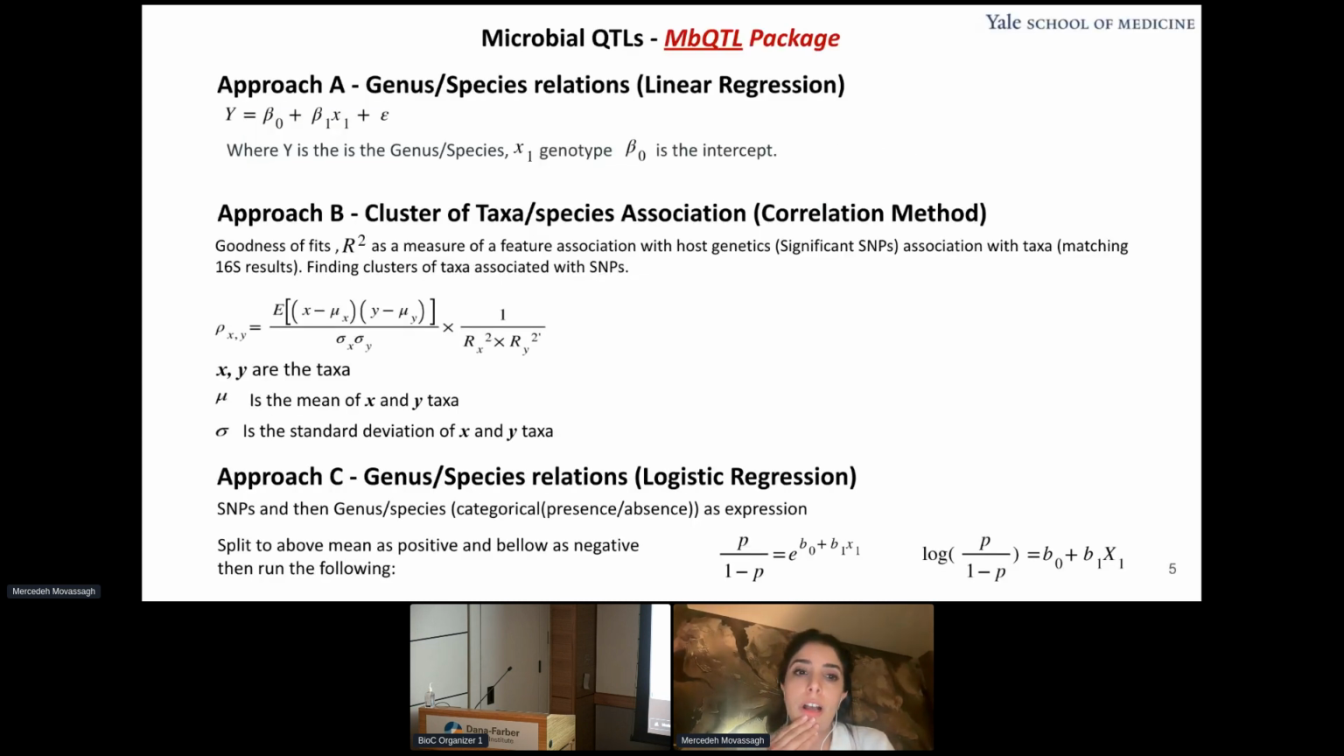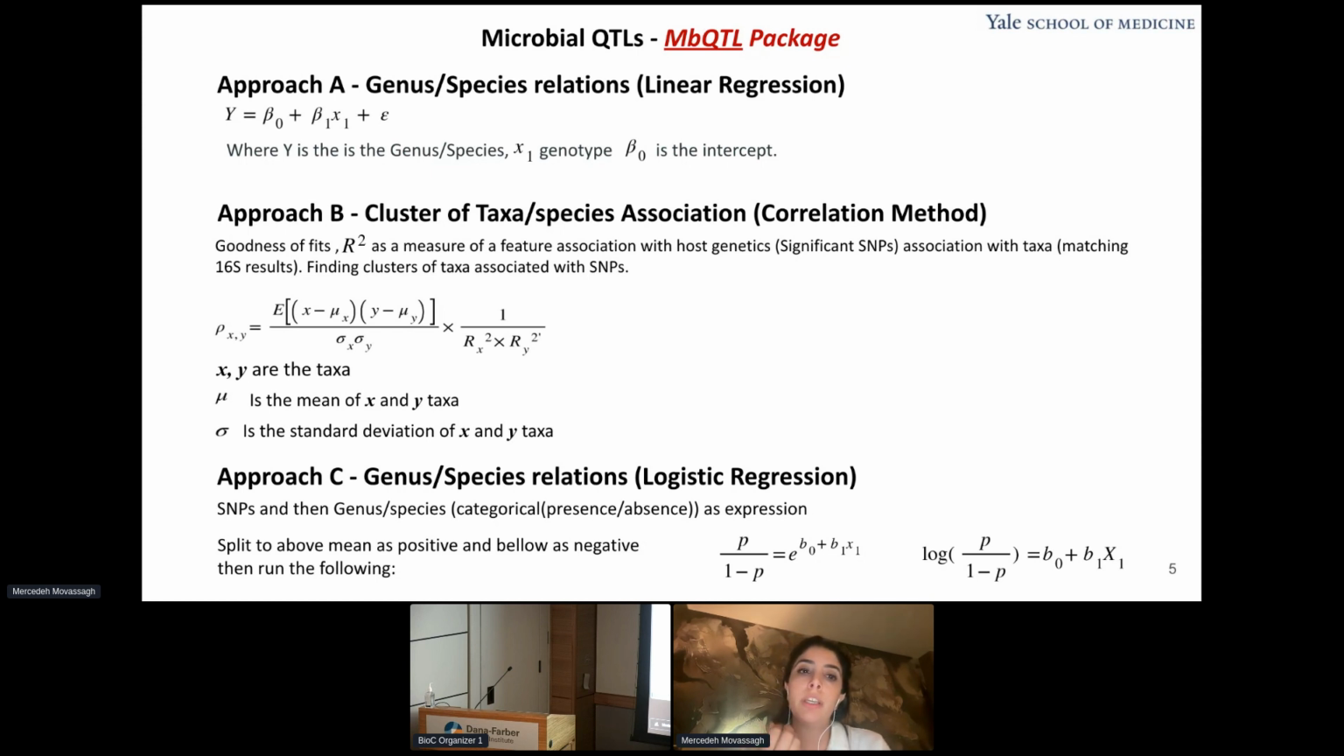So the overall algorithm uses 3 approaches. One of them is well known, and it's actually used for eQTL analysis. It's the linear regression approach that matrix eQTL uses, and I'll explain that. I basically just built a wrapper around that. The second approach is something we developed. Its basic concept is a correlation method.